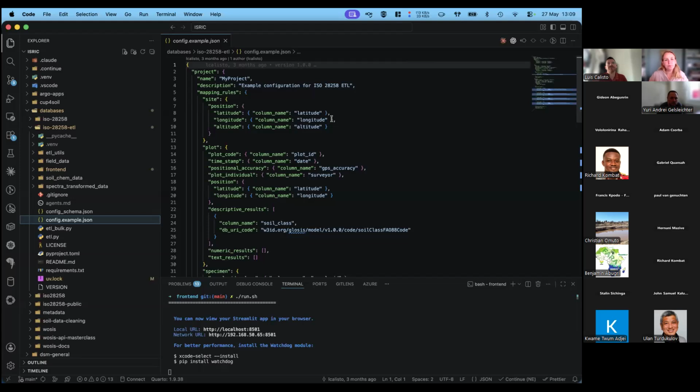Because something that we used, for example, in Soils for Africa, no one is there uploading new data all the time. What we do is we connect this script, this very same script, to a Git CI/CD.